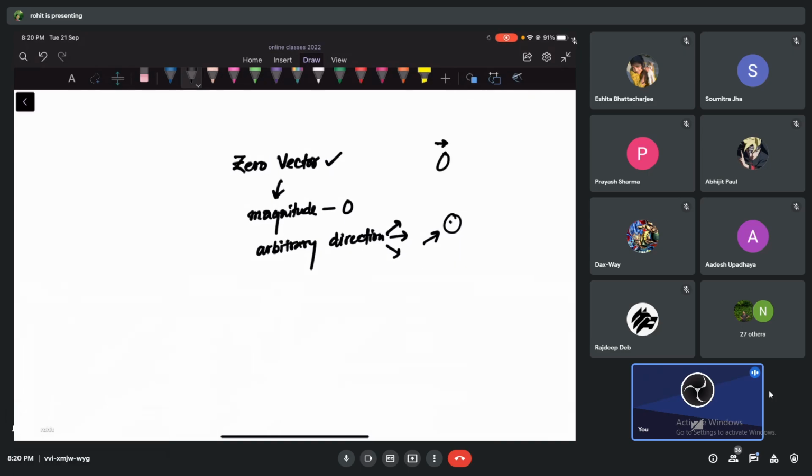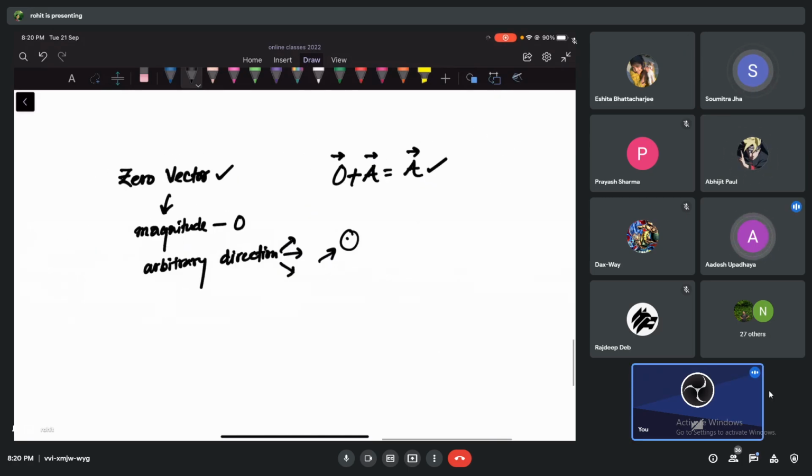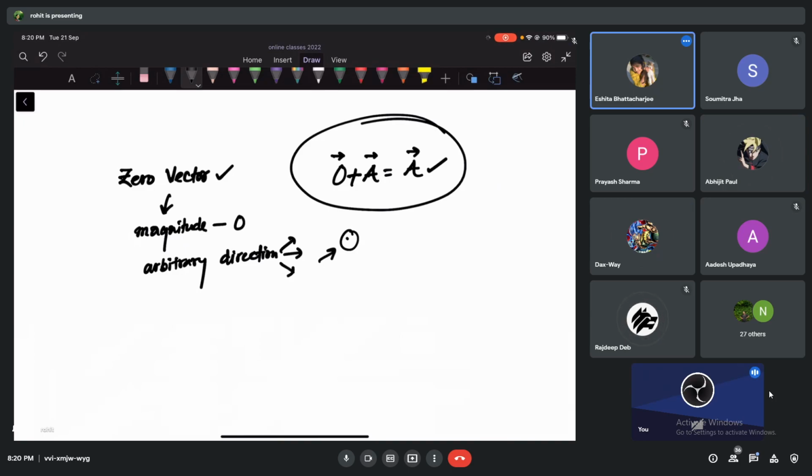Property of zero vector, I don't have to tell you much, but simply remember this. If I add a zero vector to a vector A, what will I get? Vector A. It's like you're not adding any vector. You can treat zero like a number, but actually it's not a number, it is a zero vector. That has to be clear.